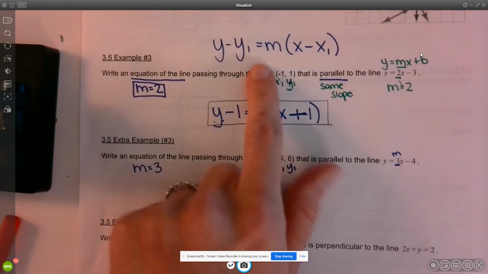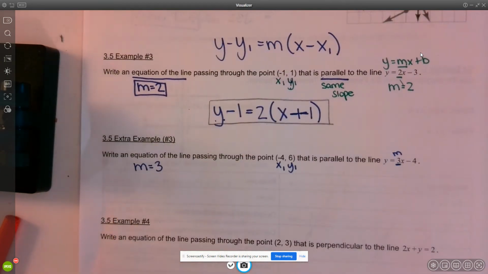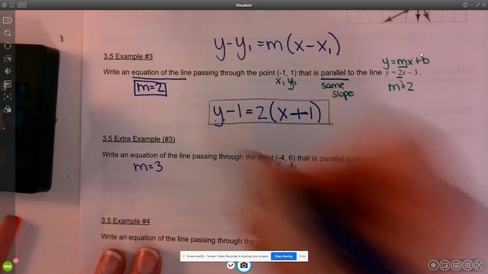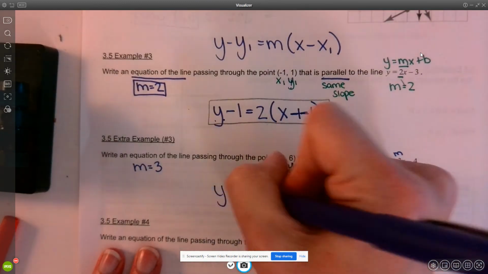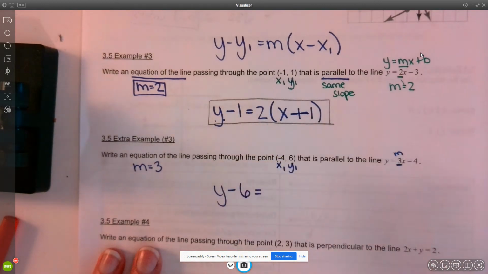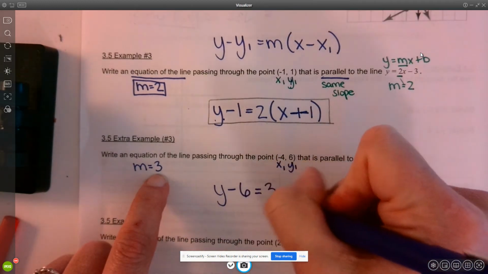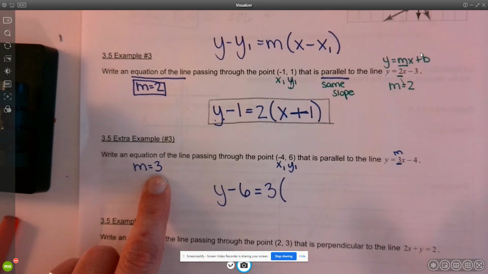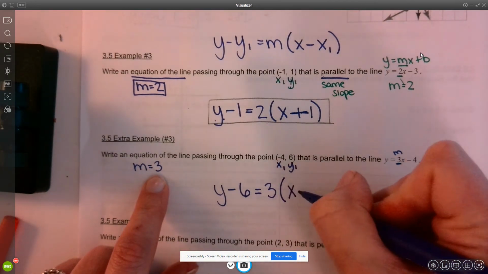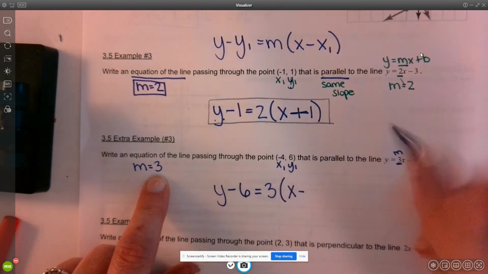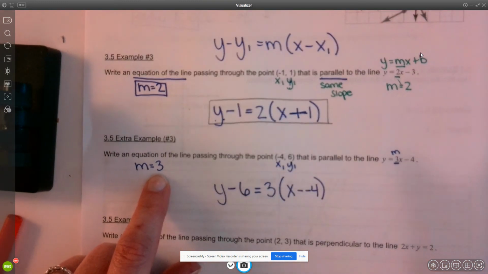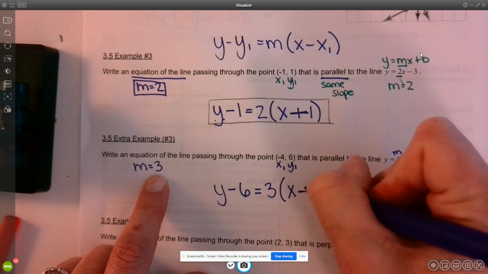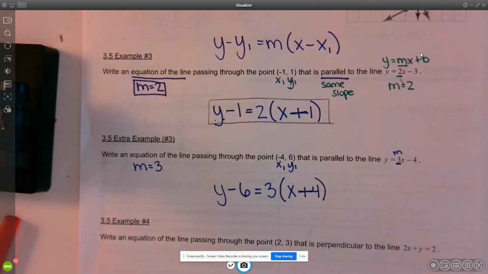We are now ready to plug our values into our point slope formula. So y minus y1, y minus 6 equals m, my slope, 3, times the quantity x minus x1, which is -4. And I'm going to go ahead and turn that minus negative into a plus. I'm done.